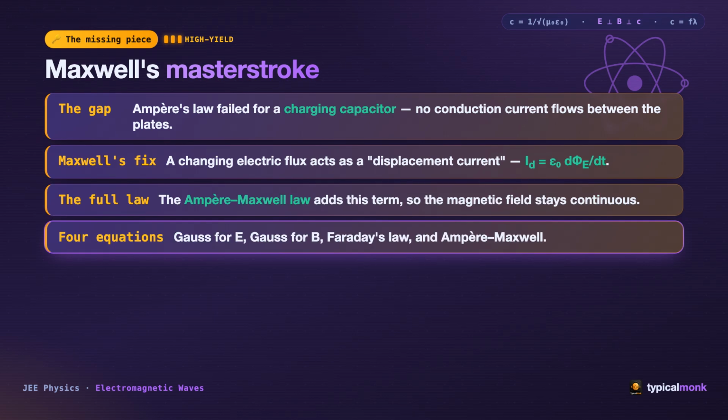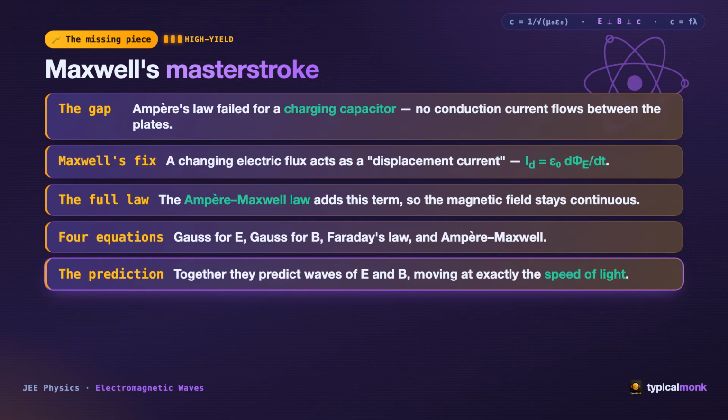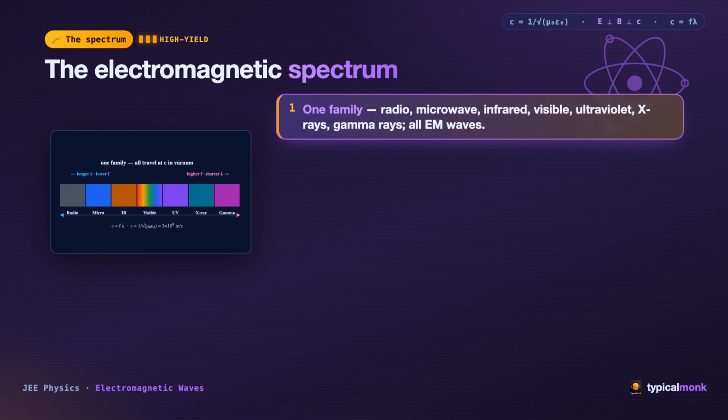The four equations. Gauss's law for E, Gauss's law for B, Faraday's law, and the Ampere-Maxwell law. The prediction. Together they predict waves of E and B moving at exactly the speed of light. Now look at the picture.